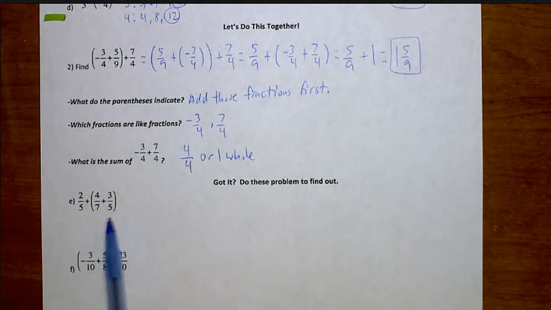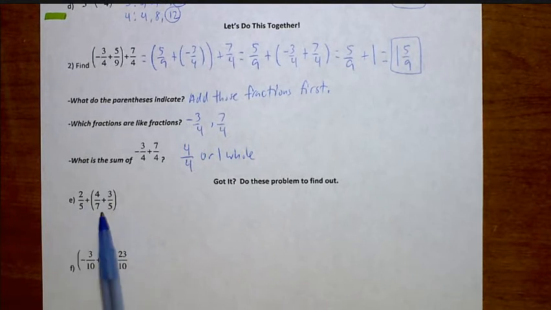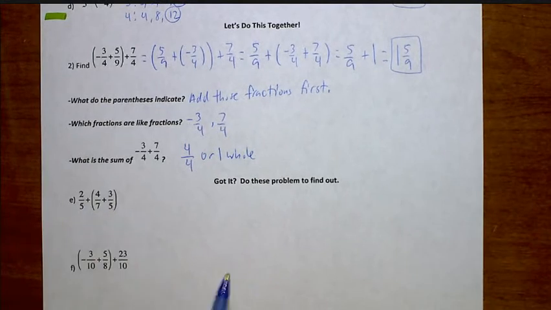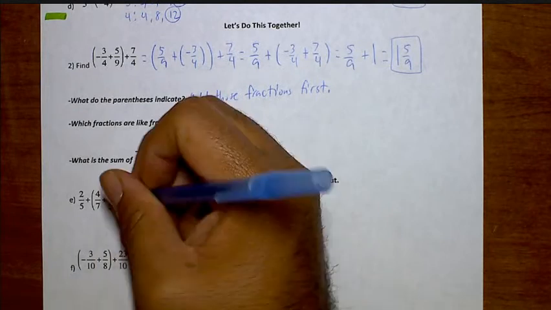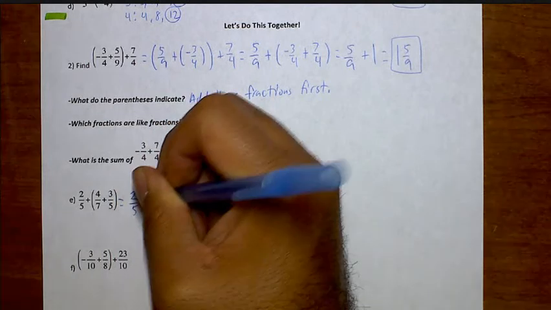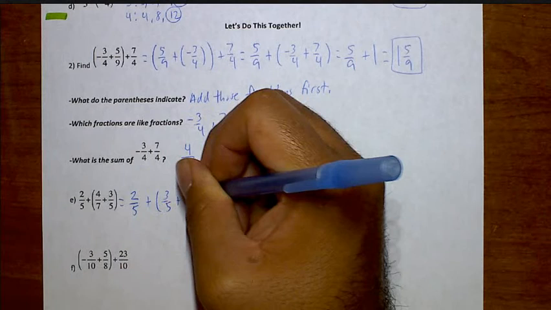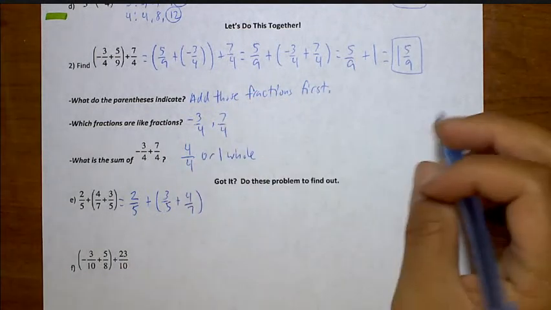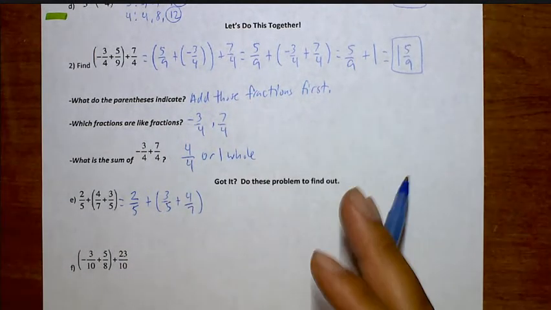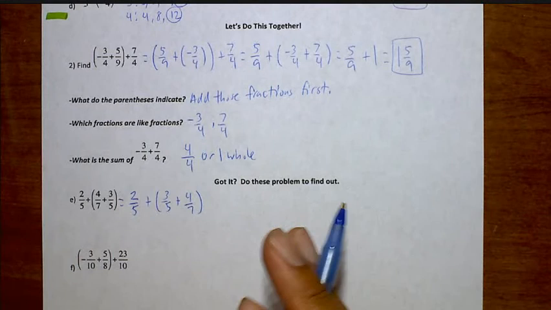Alright, now that I have two common denominators here, I can add up the numerators. 2 plus 3 gives us 5 over 5 plus 4 over 7. Let's finish this off. 5 divided by 5 gives us 1, plus 4 over 7 is the same thing as saying 1 and 4/7. And that's our final answer.